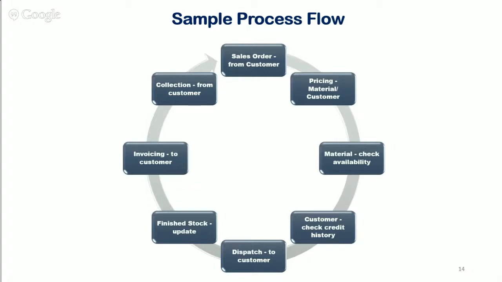We dispatch the goods to the customer. Then there are finished goods which get updated. We do the invoicing for the customer. Then finally, we collect the money from the customer. This is the sales cycle.